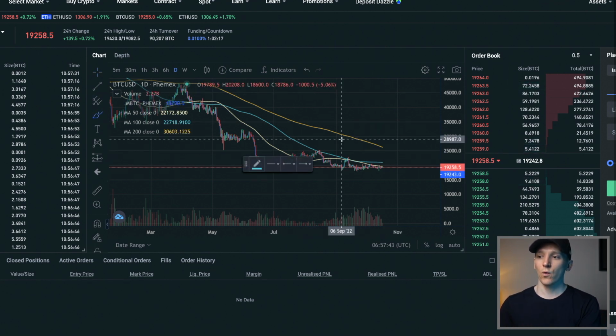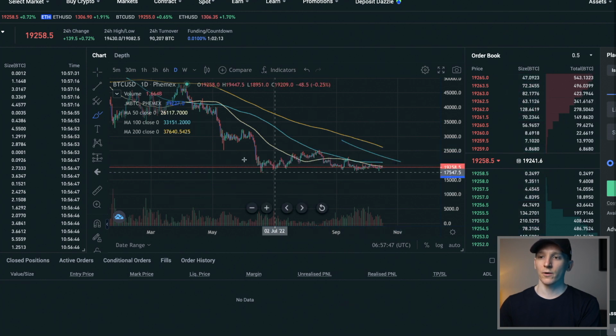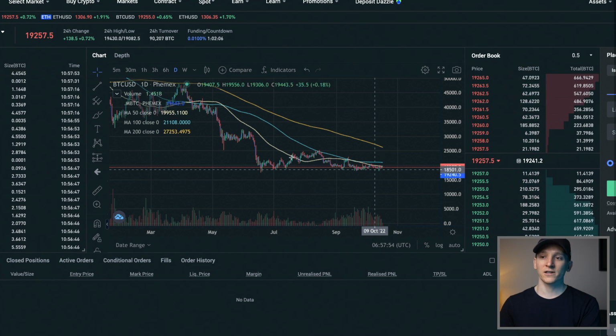But as you can see, all of these moving averages are just going down. And so trading with the trend is the most likely profitable scenario. Although, of course, you have to do your own research with where you think the price will go, whether we've actually got a bottom here.